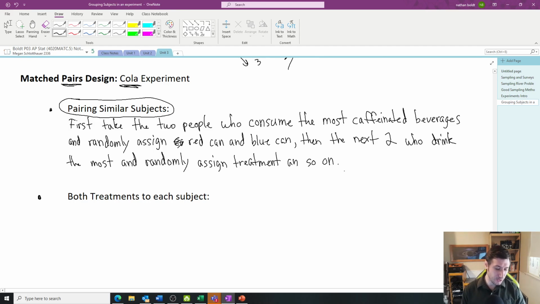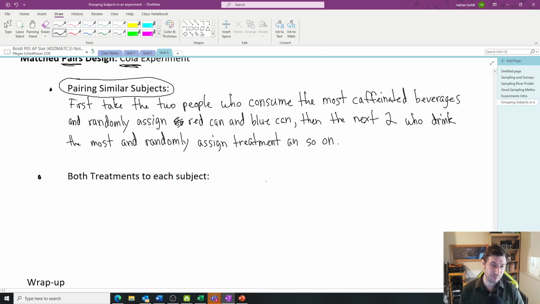Now, you could also pair in another way. That's where you give both treatments to each subject. So maybe day 1, you'll get the first treatment, and day 2, you'll get the second treatment.